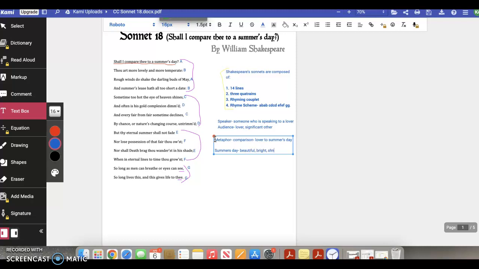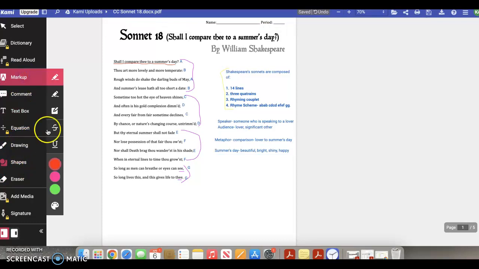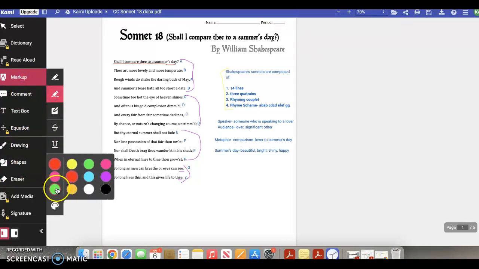Bright, shiny. Most of us look forward to summer, so we're happy. So when we're talking about a summer's day and he's comparing his love to that summer's day, then we can assume that he is very happy with his lover. But we also want to take a look at the ideas that he's presenting here.